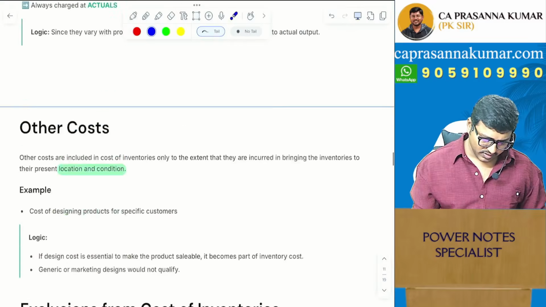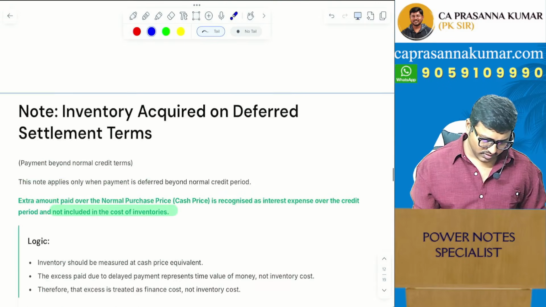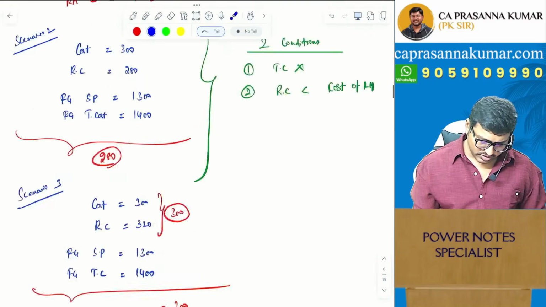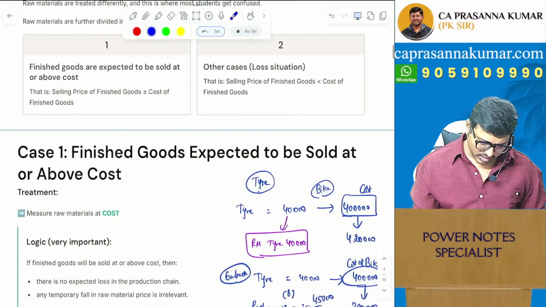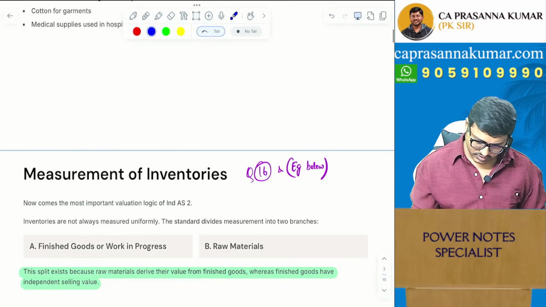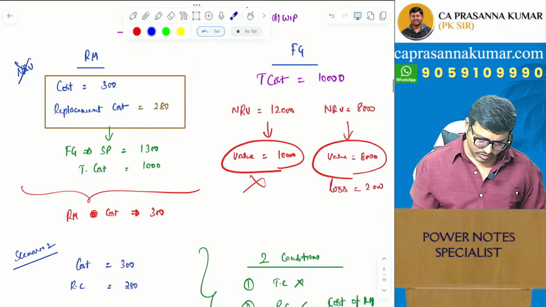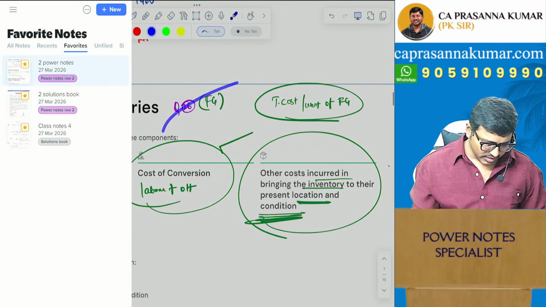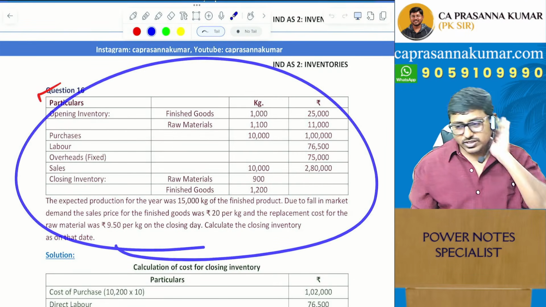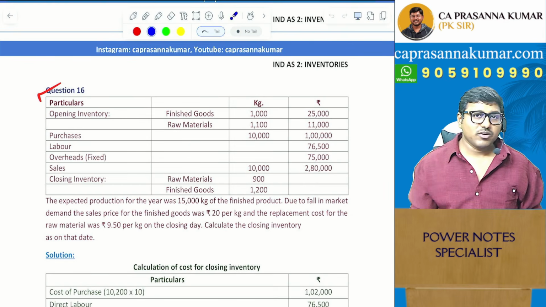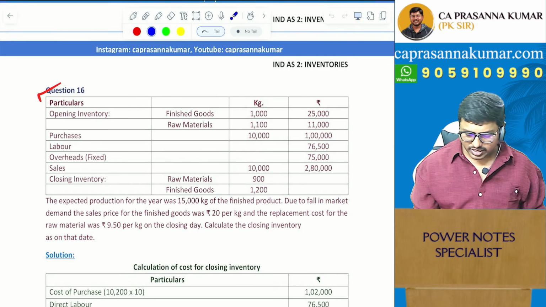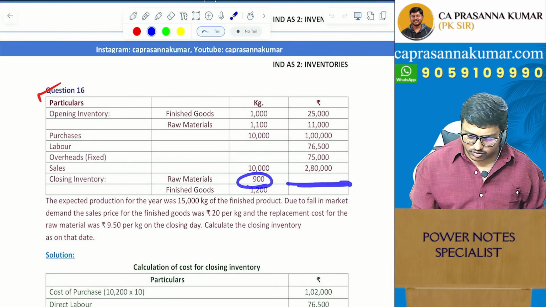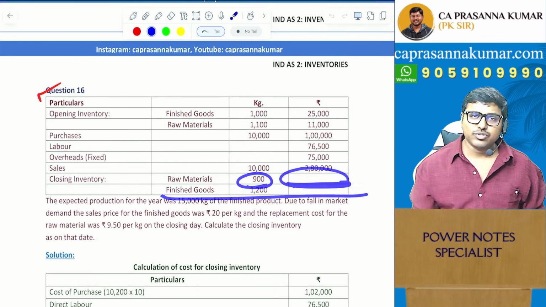Clear? All right. Now what we need to do is let's start doing sums. We already started with one problem. That problem is 16. After that, we'll go for 26. Let's start solving 16. We have already read the question. So now that we know how to calculate fixed overhead recovery rate or fixed overheads per unit, we can start understanding this particular question. What we need to calculate ultimately is the value of raw material closing stock as well as the value of finished goods closing stock.